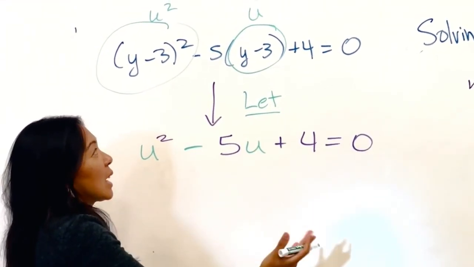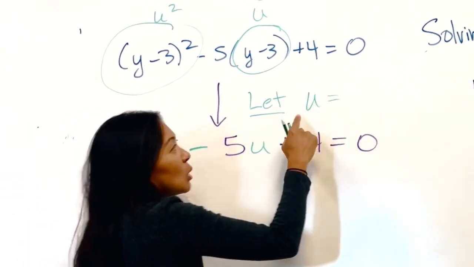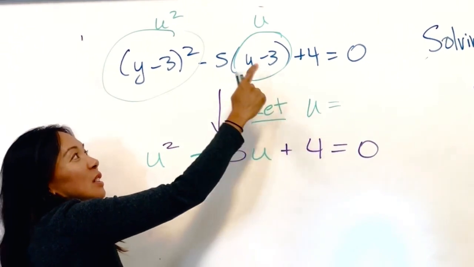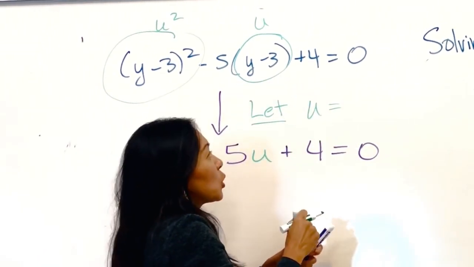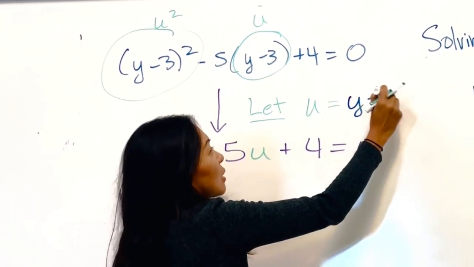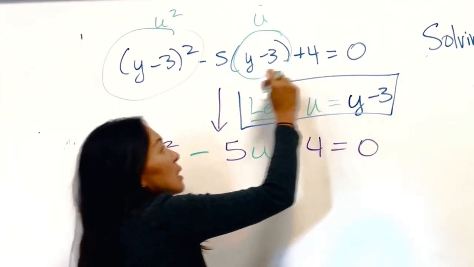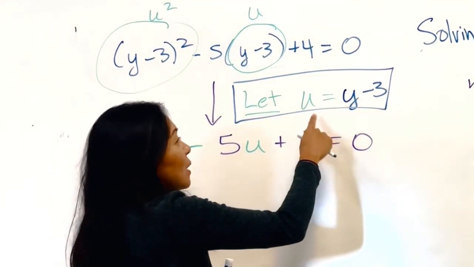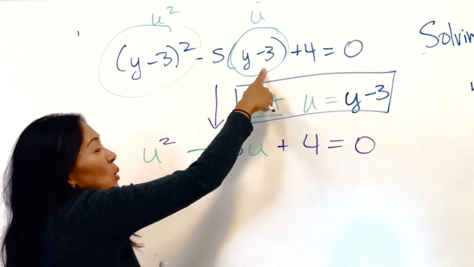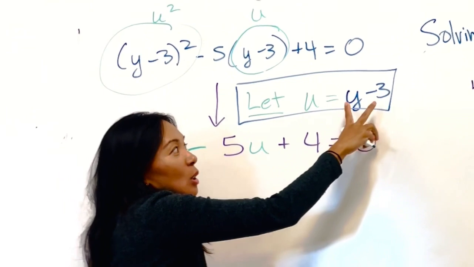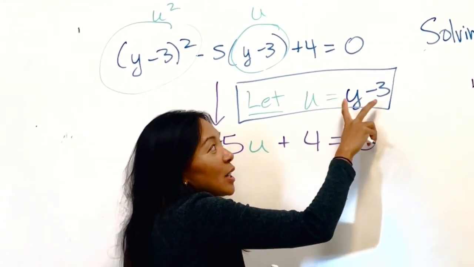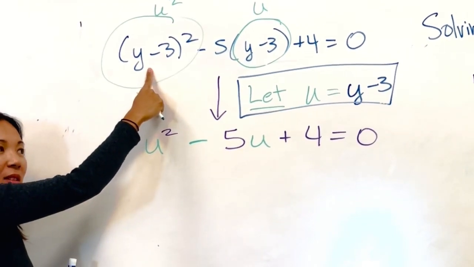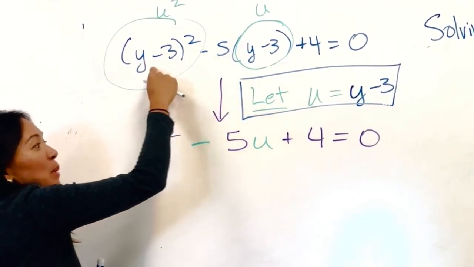Let this equal that. Let u equal this costume. What did it take over? y minus 3. Let u equal y minus 3. Very, very important, to identify what the costume is. And I need to verify, if this is u, then if I square u, I should get y minus 3 squared. And there it is, right? So it needs to be consistent from here to here.